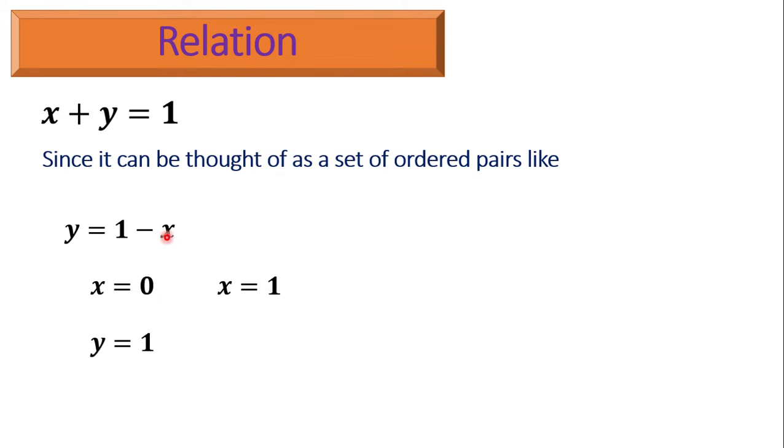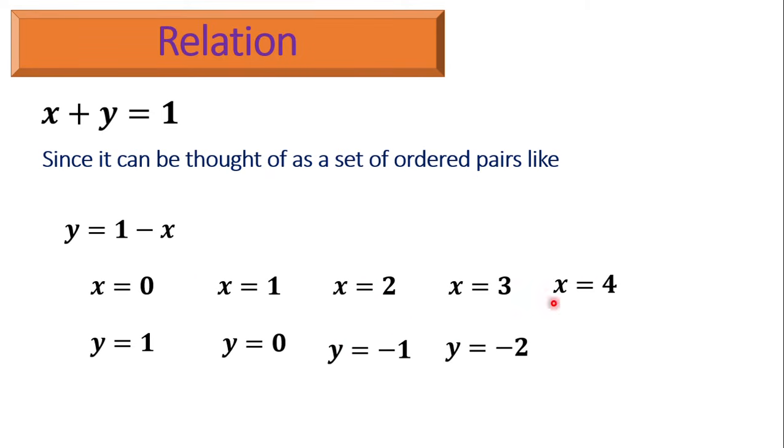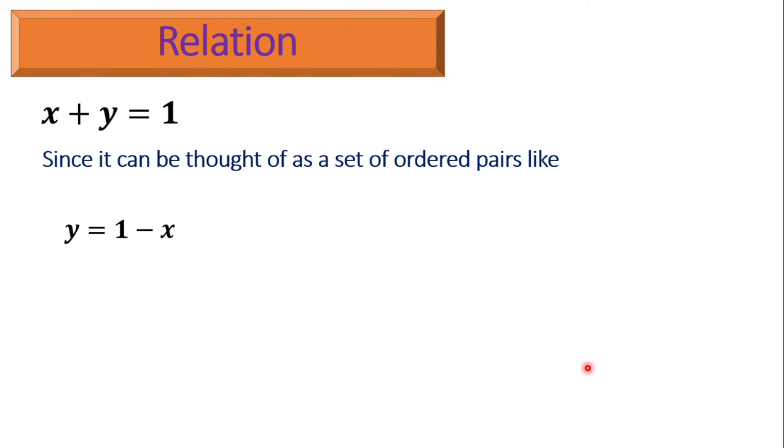If x is 1, and then our y is 0. If x is 2, our y is negative 1. Di ba? If x is 3, our y is negative 2. Okay. If x is 4, our y is negative 3. And then, if x is negative 1, our y is positive 2. If x is negative 2, our y is positive 3. And so on. Kumbaga, hanggang dire-diretso, ganun pa rin yan.